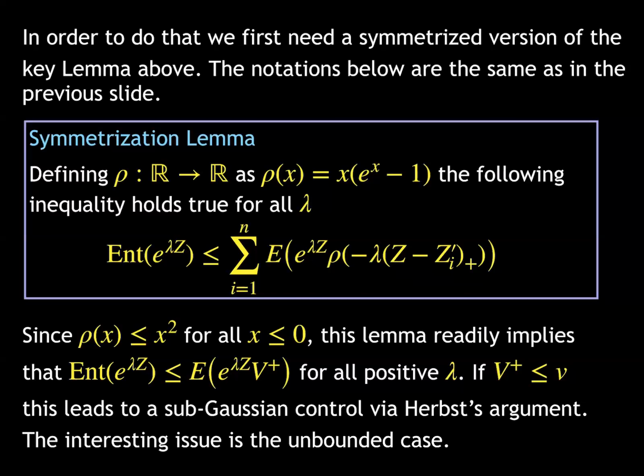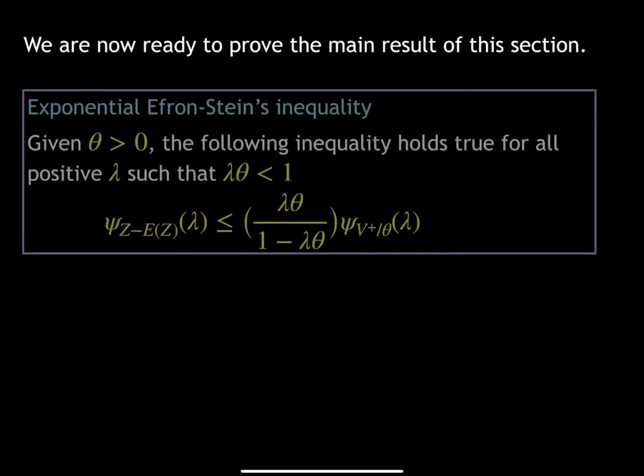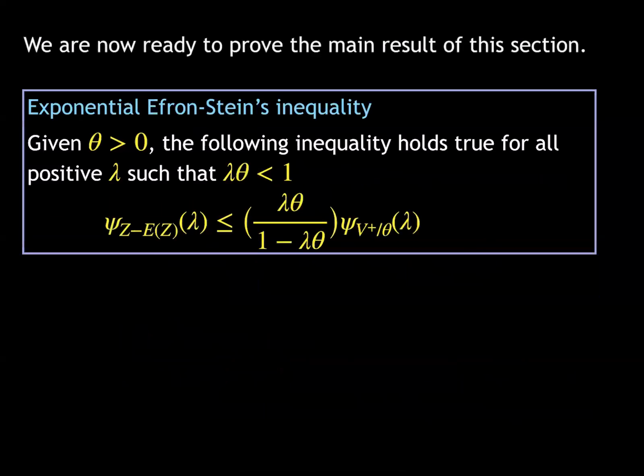So this is what is done in the statement of what we call the exponential Efron-Stein's inequality, which has a very, very simple statement, as you see, and you have no assumptions. It is true as soon as you look at a function of independent variables, and that's all. There is no more assumption than that.